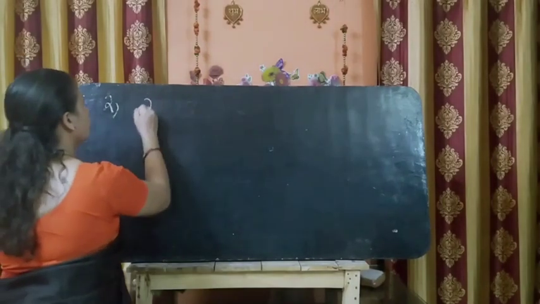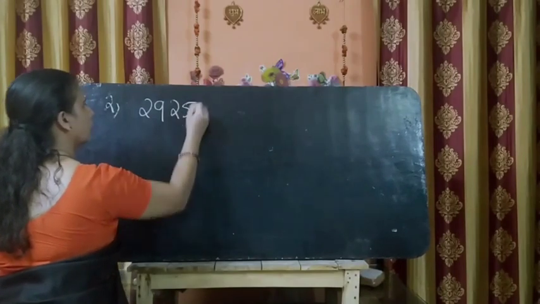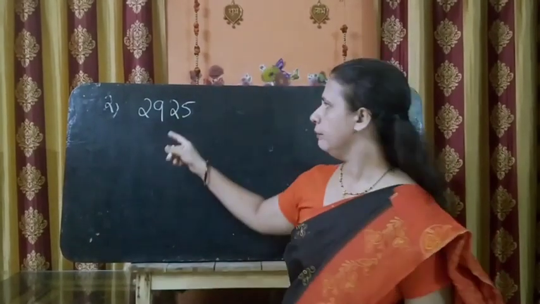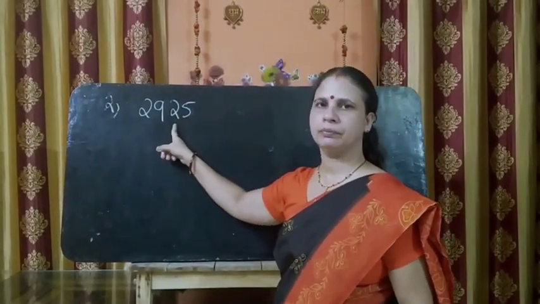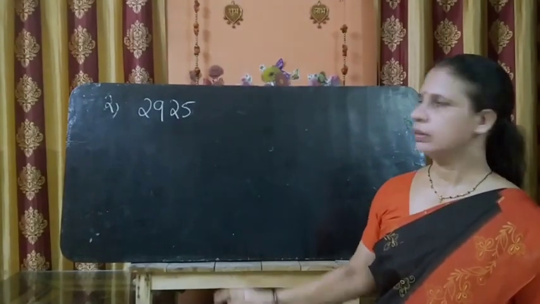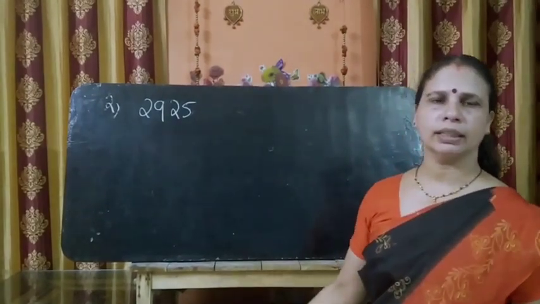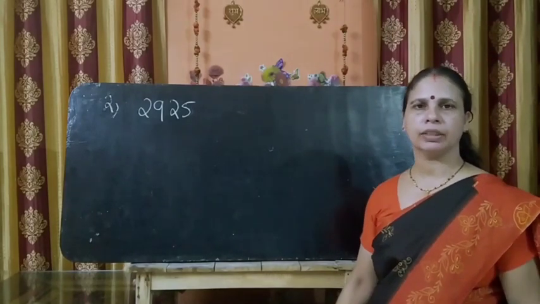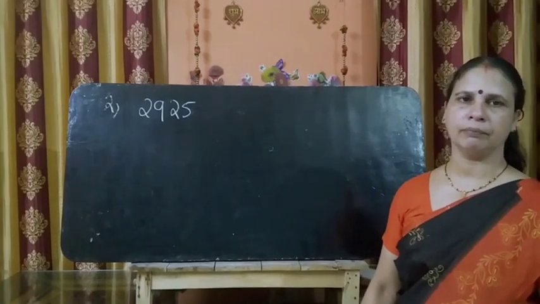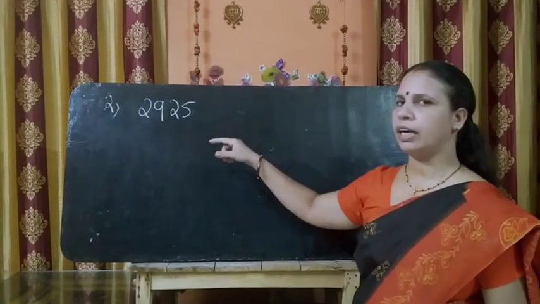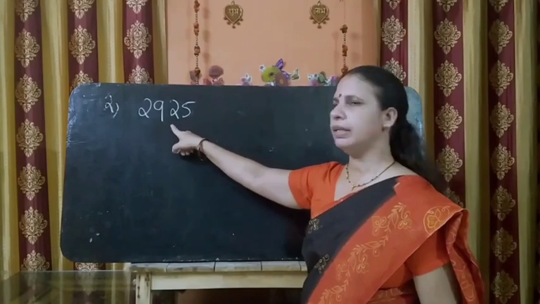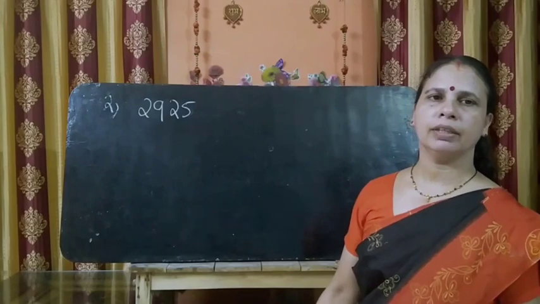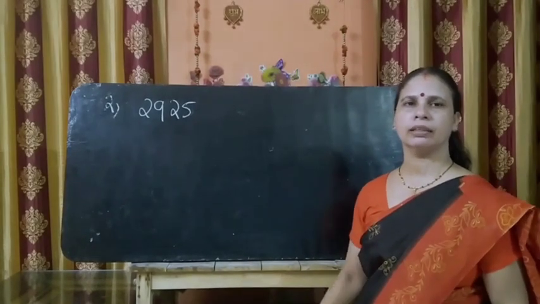The number is 2925. How will you solve this question? First, we have to take the prime factors of the given number. Then we have to find the least number. How will you understand the least number? After taking the prime factors, the number which is without pair, that is the least number. After that, we have to divide this given number by the least number. We will get the perfect square. Then we have to find the square root.